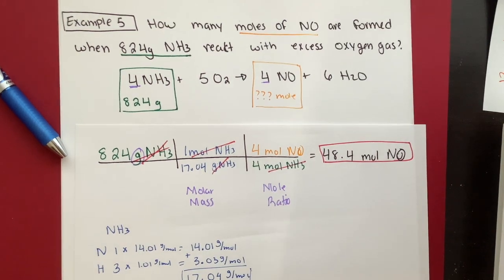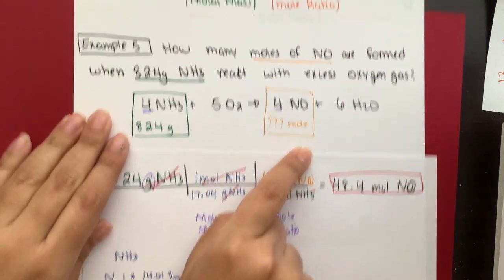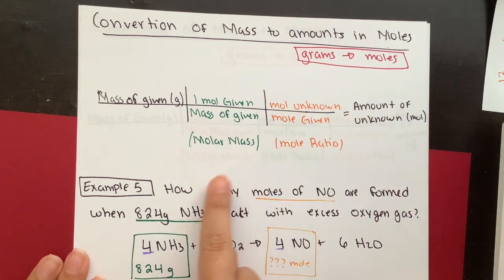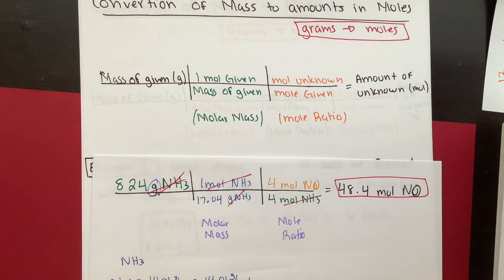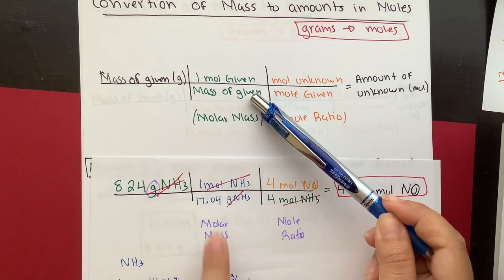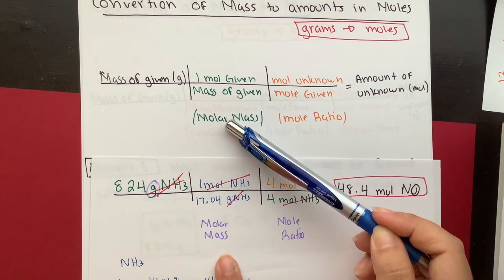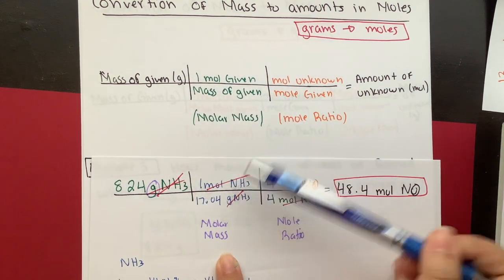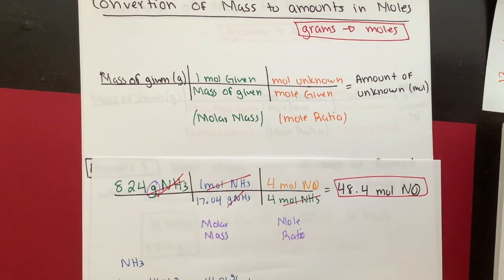And I am done. So just a little recap. This question was going from grams to moles. In order to go from grams to moles, first I'm going to use the molar mass, then I'm going to use the mole ratio. First I'm going to use the molar mass in order to cancel out the grams and get the moles. Then once I'm in moles, I could use the mole ratio and I have my answer.